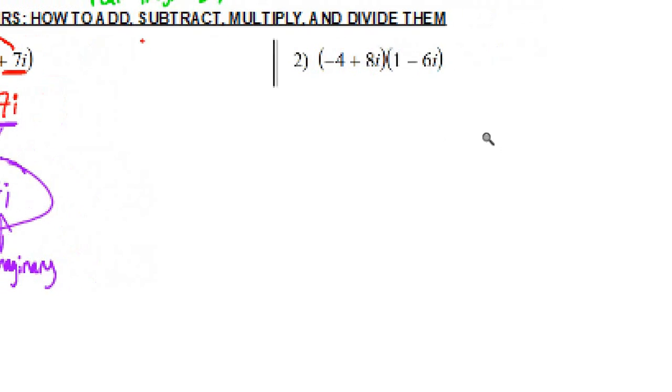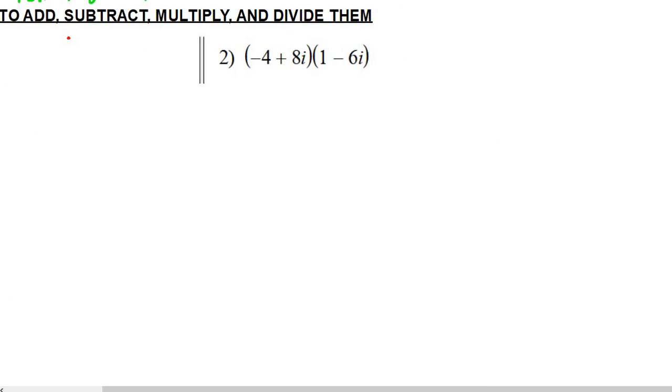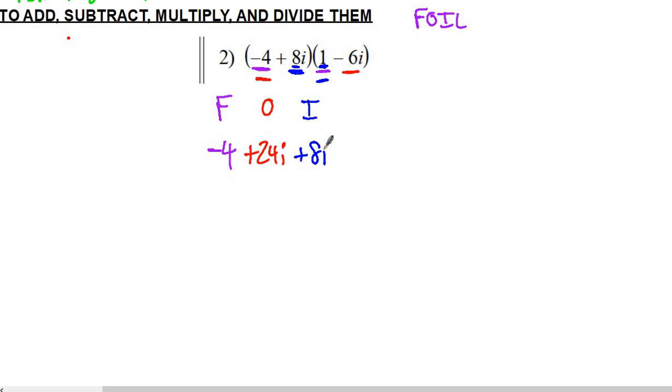This is number 2. So multiplying, you might recognize that that problem looks pretty similar to problems that we've done before using FOIL. So that's exactly how we're going to do it. We'll FOIL this out. So the first term would be negative 4 times positive 1, which is negative 4. The outside term, negative 4 times negative 6i. Negative 4 times negative 6 is positive 24, and the i just kind of comes along for the ride. Okay, the inside terms would be 8i times 1, and basically we're multiplying the numbers together, 8 times 1, and then the i is by itself, so plus 8i.